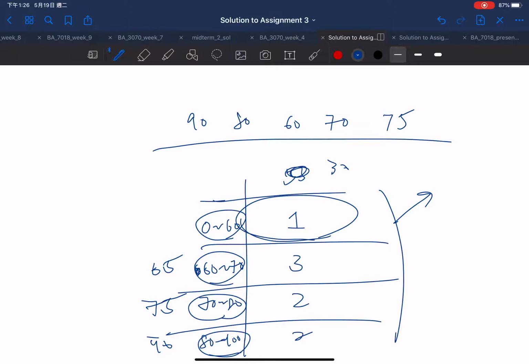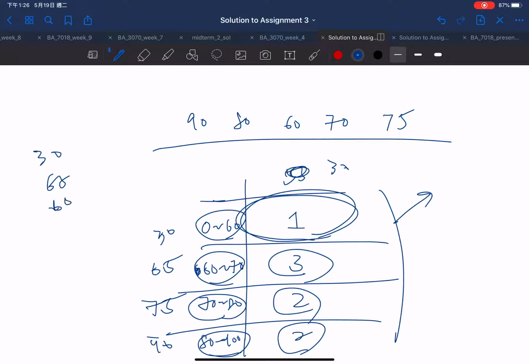I assume everyone here gets 30. Everyone here gets 65. Everyone here gets 75. Everyone here gets 90. And so that gives you 30, 65, 65, 65, 75, 75, and 90, 90. It goes back to this case, and you can actually calculate the average, therefore.